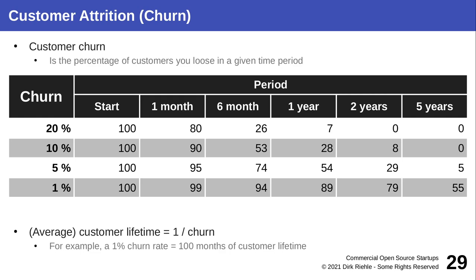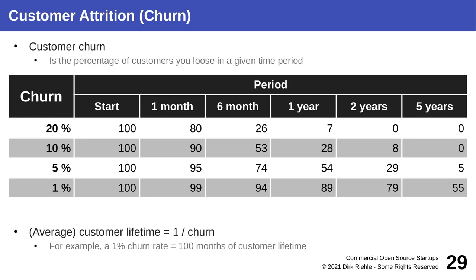If you have 20% monthly churn and you start with 100 customers, then after 1 month you have 80 left. That's a very high churn. I hope nobody will have that high churn. 5% is more common, 1% is good in the industry. Depends on the business, obviously.